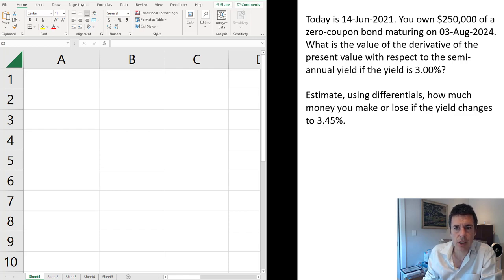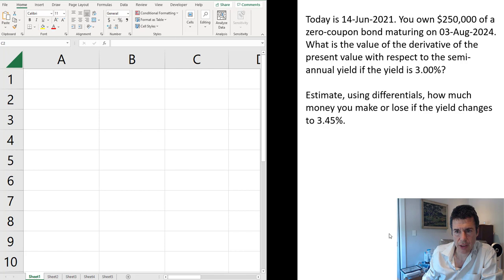In this video, we are going to find the value of the derivative of the present value of a bond position. And then we're going to estimate, using differentials, how much money we make or lose if the yield changes. Okay, so we've got some formulas we need here.